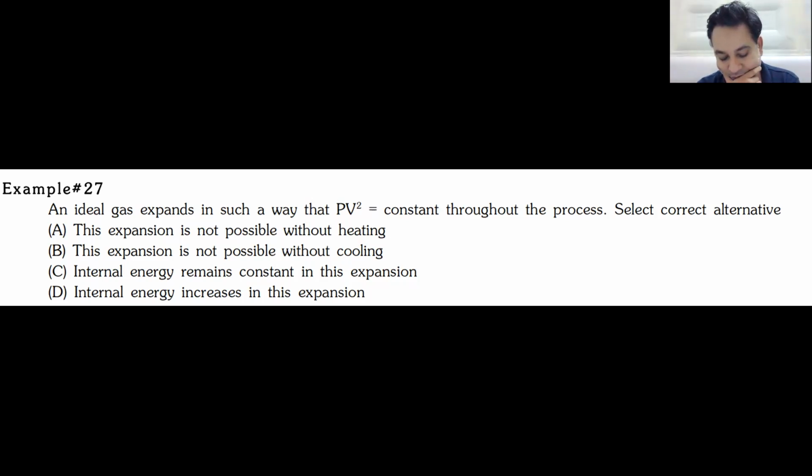Got one. Which one? Option D is correct, sir. The internal energy increases in the expansion. Option D I got. No, it's a polytropic process. Option D is correct. Is that so? Yes, sir. Okay, everyone is getting the same answer, bacha?